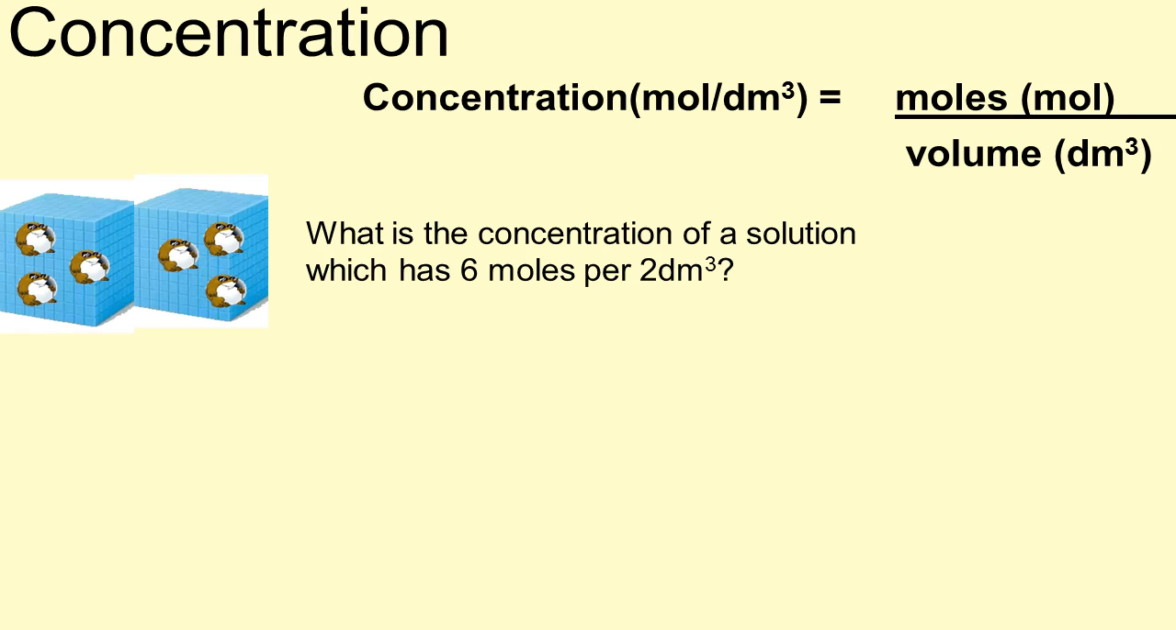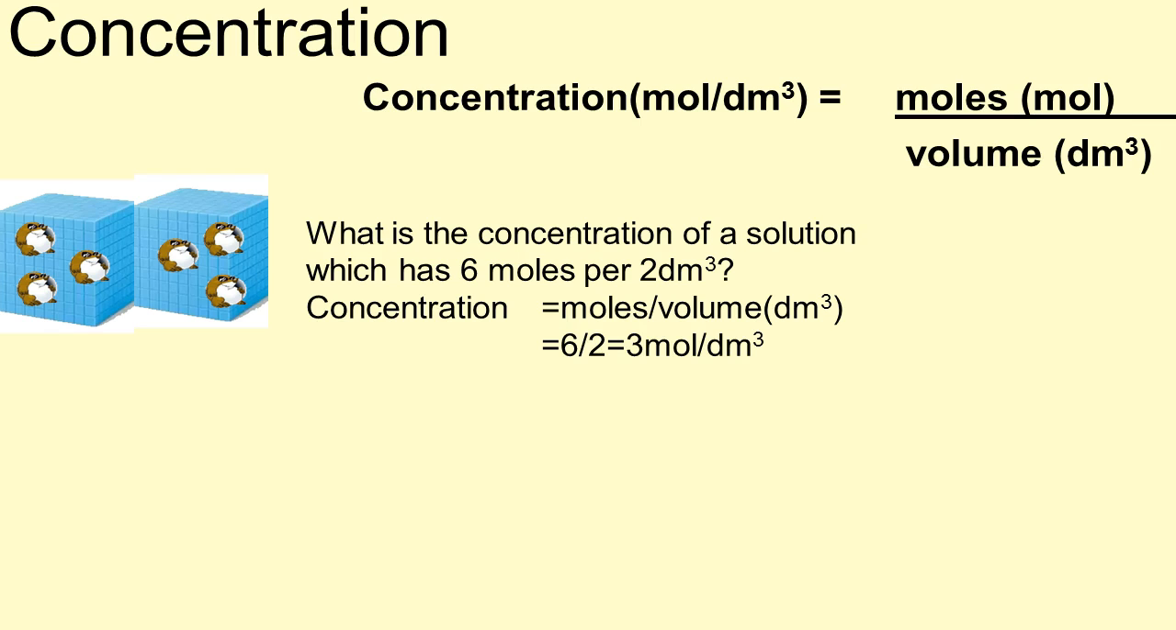We can say concentration is equal to the number of moles divided by volume. So 6 moles divided by 2 decimeters cubed gives us 3 moles per decimeter cubed.